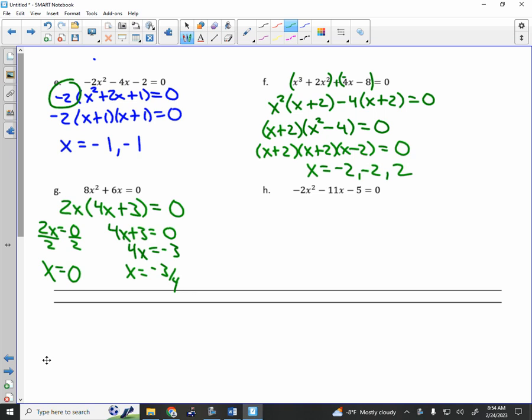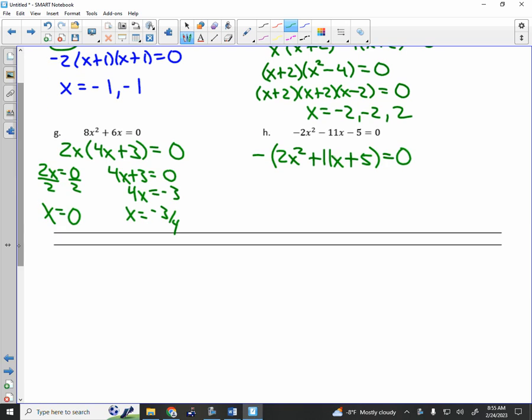Last one. Start by factoring out what? We're going to factor out the negative. We don't like the negative. The negative makes us frustrated. We don't like negative numbers. We like to be positive. Right, JC? We're positive people.